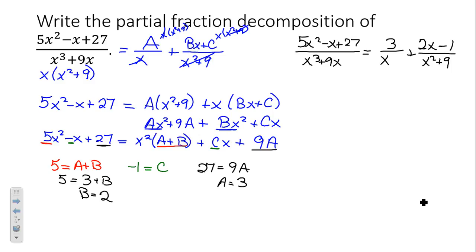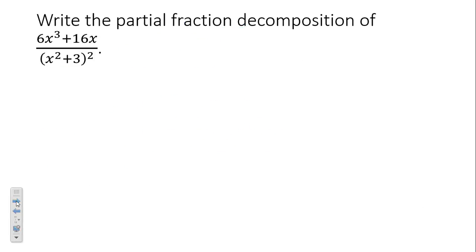Okay, here we go. Now we want to write the partial fraction decomposition of (6x³ + 16x) over the quantity (x² + 3)². The denominator's already been factored for us as much as it can be. When we set this up, what's it going to look like? I like that. Does everyone see why he chose linear? Our bottom is quadratic, so we have to have an Ax + B over x² + 3. What else do we need?